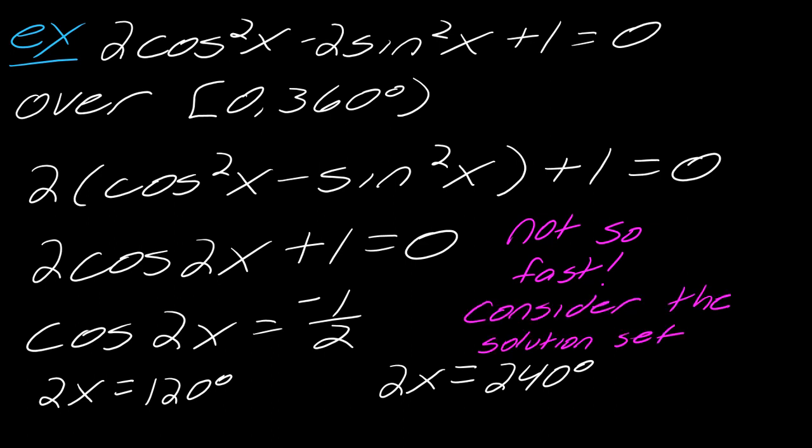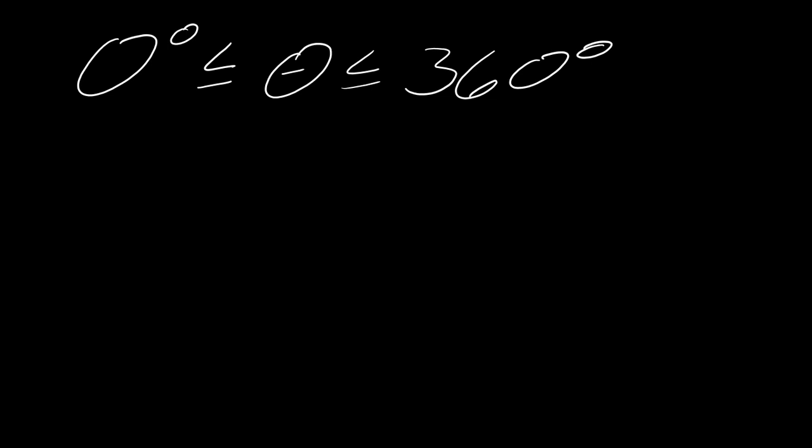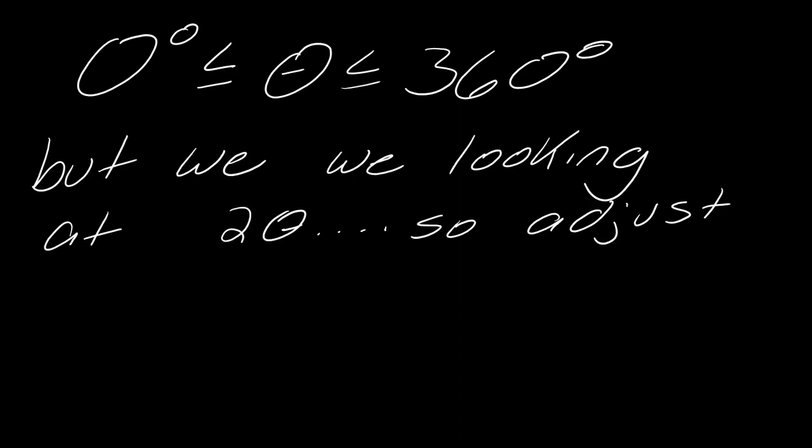Before I continue on with this, I actually want to consider the solution set. So we found all of the solutions where theta is between 0 and 360. This is the mentality that we went in with. So we looked for all the values where theta was between 0 and 360. But this is not what we're looking for, right? We are actually looking for 2x, or 2 theta. So when I was looking at the unit circle, I wasn't thinking quite big enough.